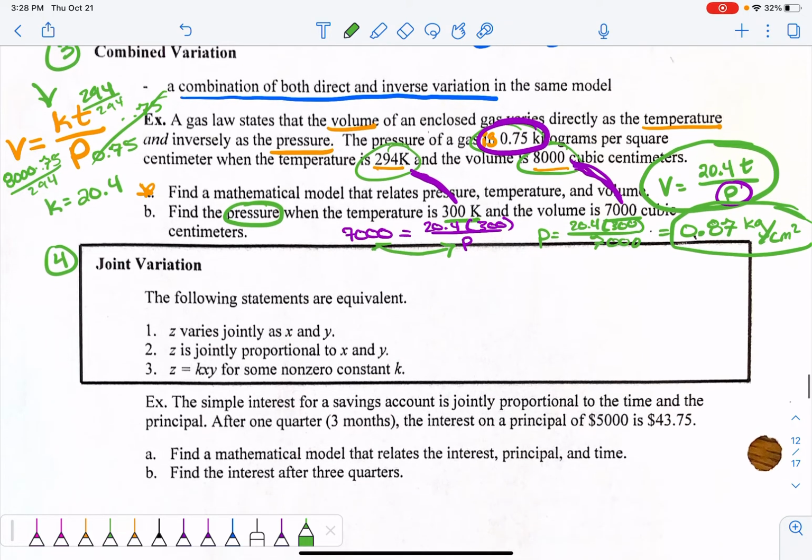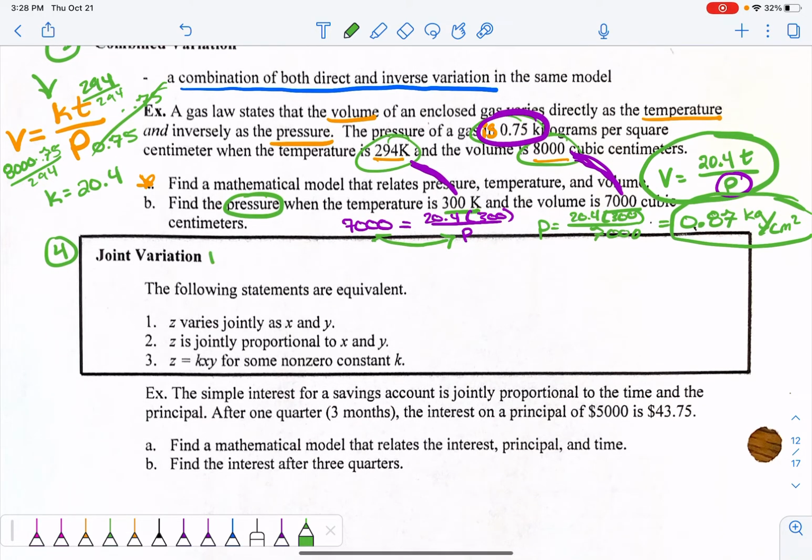Last one, joint variation. Joint variation is another one where we have three variables.